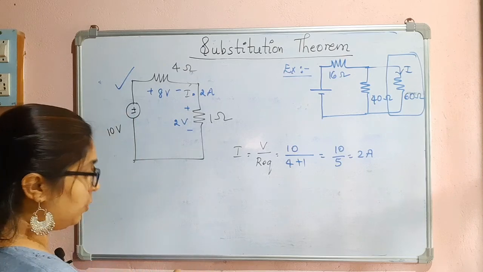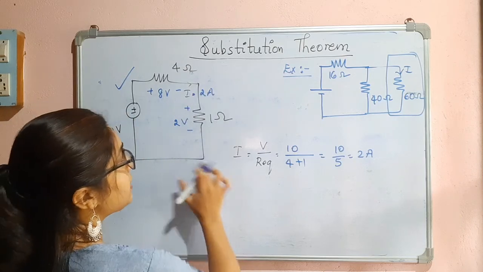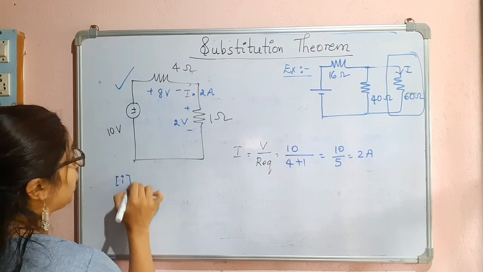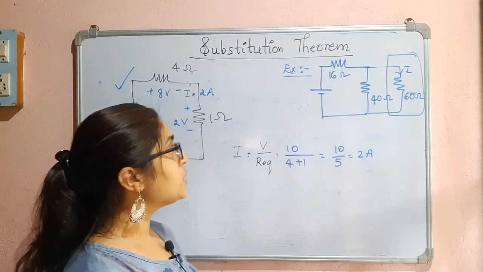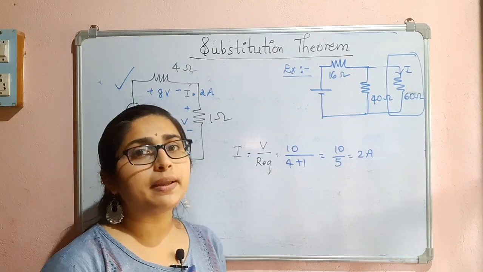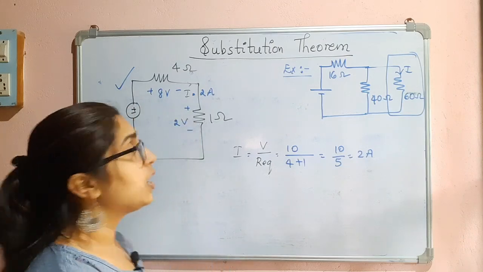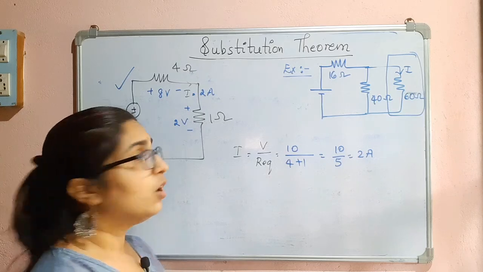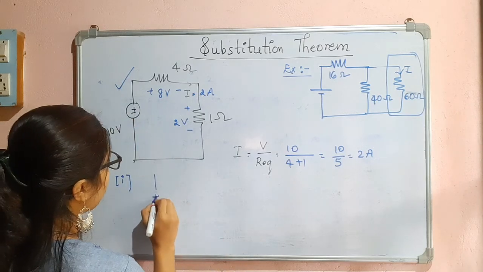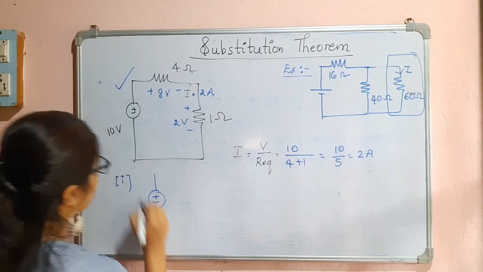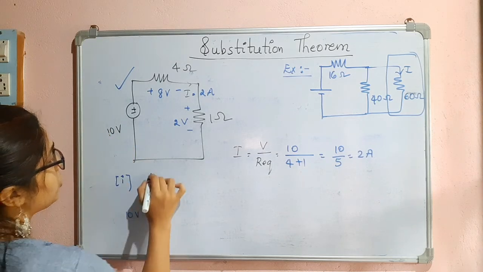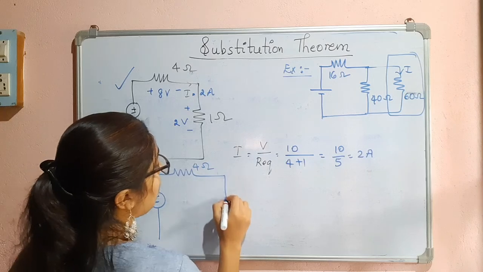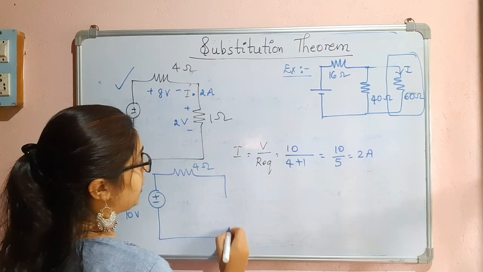Now what I can do is replace this 1 ohm resistor by different combinations of components. First, I will replace this with a voltage source. But now we have to see what the resulting circuit will be. This one I will write as it is, I am not changing it. This 4 ohm I am also writing as it is. But now I am replacing this by a voltage source.